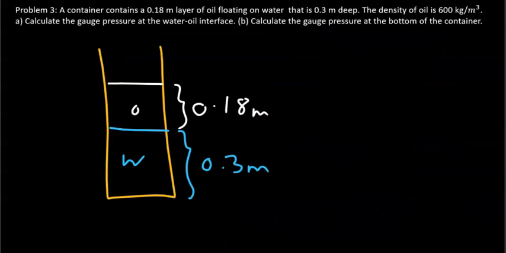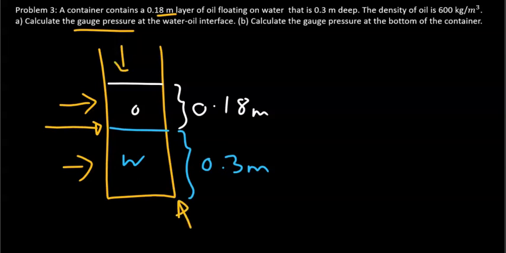Problem 3. A container contains 0.18 meter layer of oil floating on water. So this is the oil layer and this is the water layer. And the water layer is 0.3 meter deep. The density of oil is 600 kg per cubic meter. Calculate the gauge pressure at the water-oil interface. That means here. And also the gauge pressure here. So gauge pressure means we don't have to worry about the atmospheric pressure. So that is not needed.